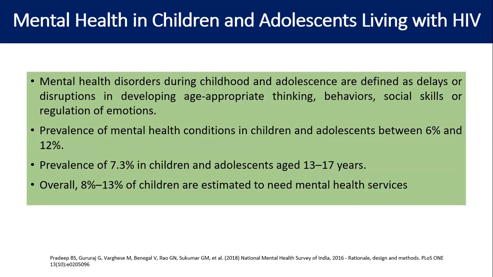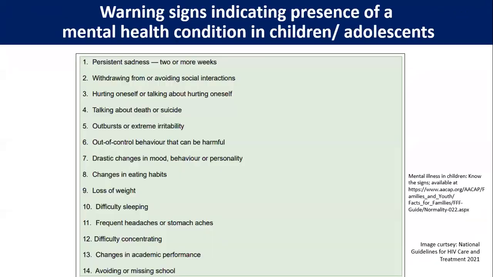Now, a few sentences regarding children and adolescents living with HIV. Mental health disorders during childhood and adolescence are defined as delays or disruptions in developing age-appropriate thinking, behavior, social skills, or regulation of emotion. The prevalence is about 6% to 12%. In the age group of 13 to 17 years, the prevalence is 7.3% in children and adolescents. Overall, around 8 to 13% of children are estimated to need mental health services.